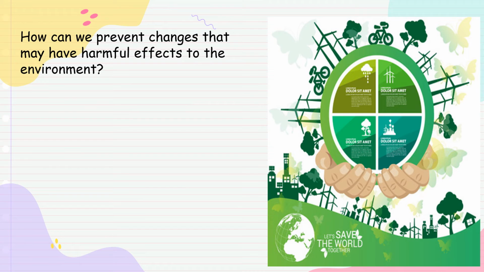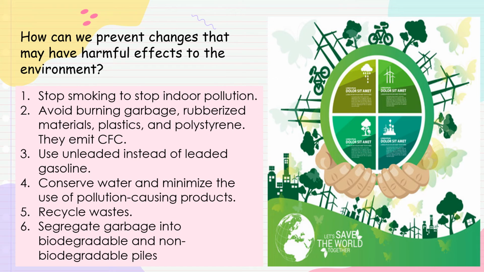How are we going to prevent changes that may have harmful effects to the environment? So, preventing changes that may affect the environment negatively. You can do your part in preventing or lessening the harmful effects of chemical changes in the environment. Here are some ways you can share to your family and friends. Stop smoking to prevent toxic air pollutants. Littered cigarette butts can spread toxic chemicals into the environment that may lead to land, water, and air pollution.